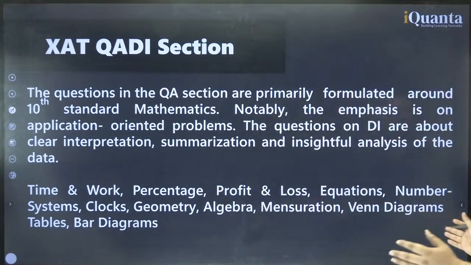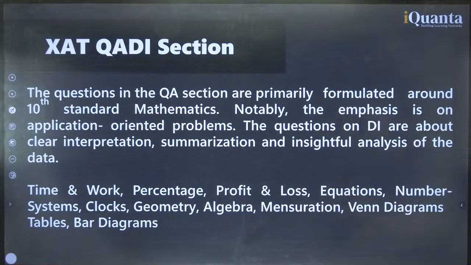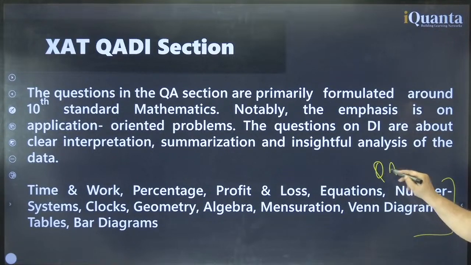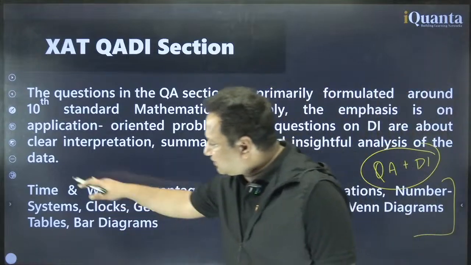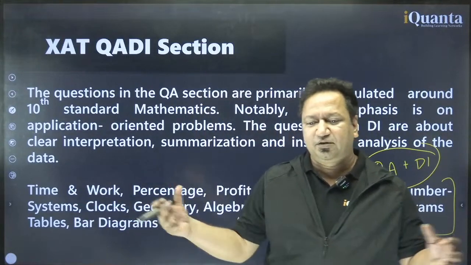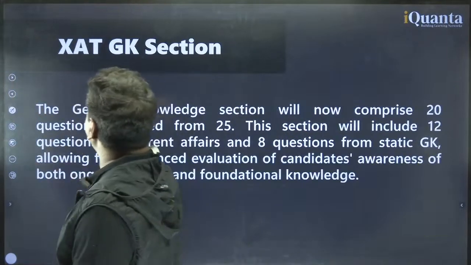In mathematics, notably, the emphasis is on application oriented problems. The questions on DI are about clear interpretation, summarization, and insightful analysis of the data. Time and work, percentage, profit loss, equations, number systems, clocks, geometry, algebra, mensuration, Venn diagrams, tables, bar diagrams, all of it. Because it's QA as well as DI, it's not just QA, not just DI. So you can see the topics are a combination or blend of both. All right, let's go ahead.